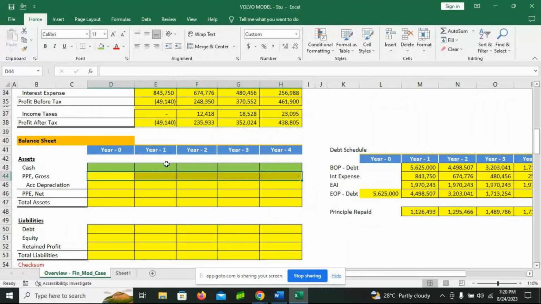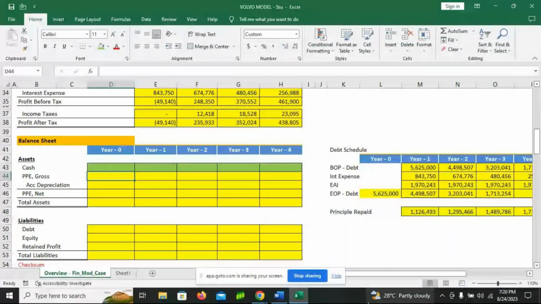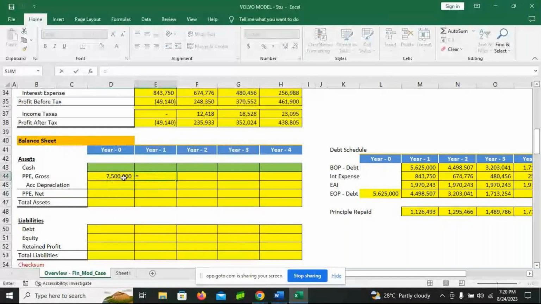So cash, in the balance sheet, I'm going to keep it on hold for the time being because I need to calculate the other incomes also. So PPE, if you see, my business got started with 75 lakh, and this is going to remain the same for every year.